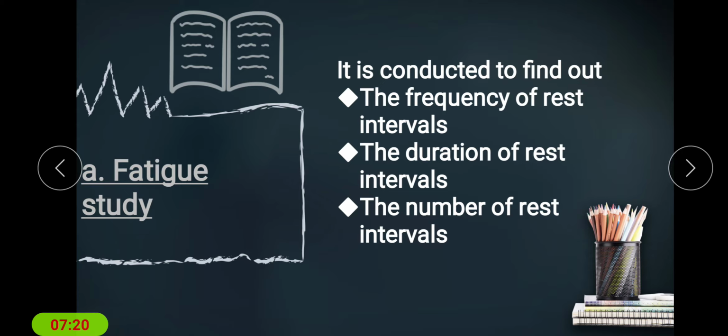So it aims to determine the frequency of rest intervals, the duration of rest intervals, and the number of rest intervals; that is, how much time the worker should get to rest, what is the duration of that rest, like 20 minutes, 30 minutes, so he gets recharged again, and the number of rest intervals. If the working time is very long, that means morning 9 to evening 7, then 3 or 4 rest intervals can be given, but if the working time is short, then 2 rest intervals can be given.